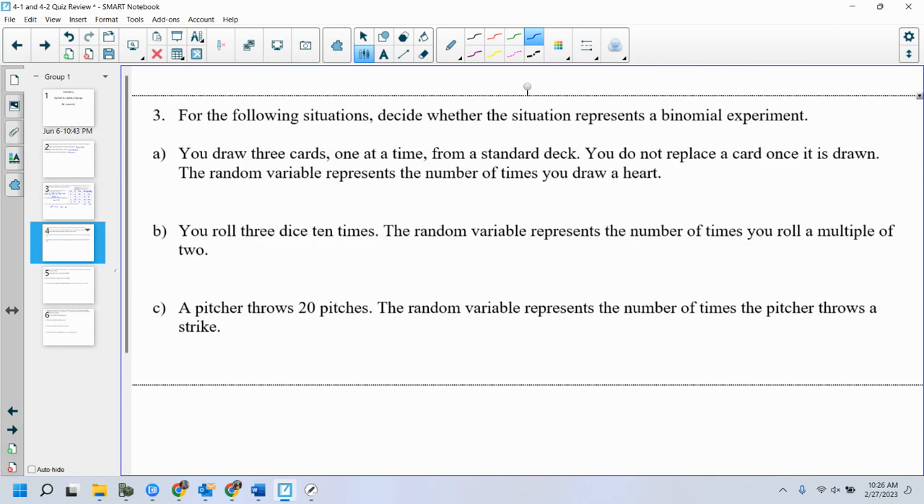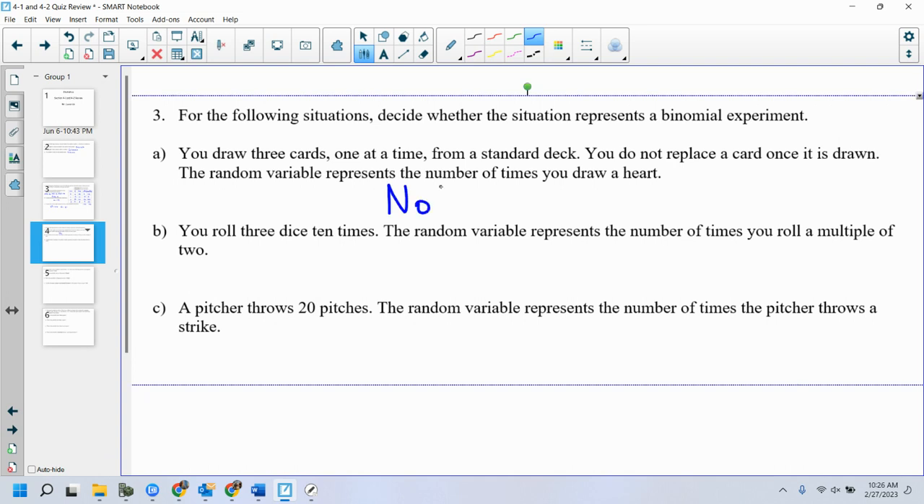All right, taking a look here, number 3. For the following situations, decide whether the situation represents a binomial experiment. Okay, number 3A, you draw 3 cards, one at a time from a standard deck. You do not replace a card once it is drawn. The random variable represents the number of times you draw a heart. Yes or no? Binomial or not?